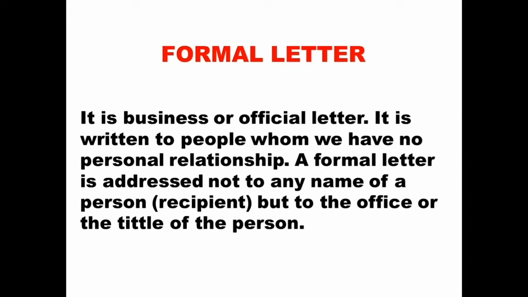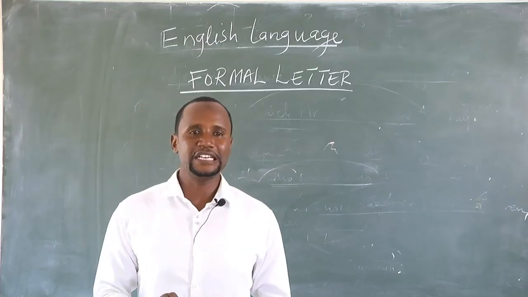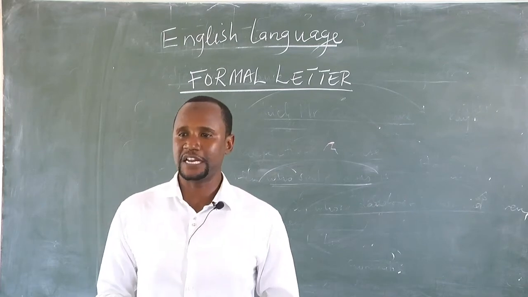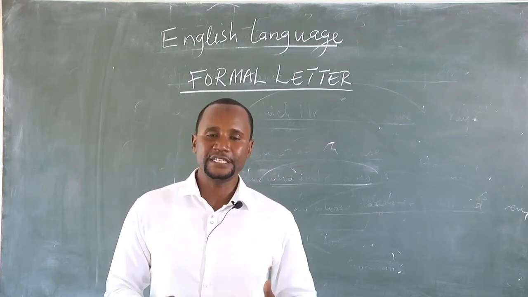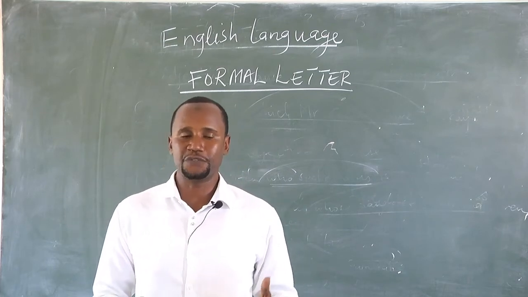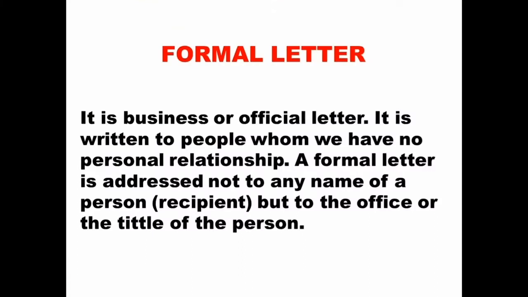One is written to people whom you are related with or have a close relationship with or know each other very well. The other one is written to people that you do not know very well. And the other one is addressed to the title or to the office, not to any person. That's why the letter follows formalities or formal procedures, and it is referred to as a formal letter.